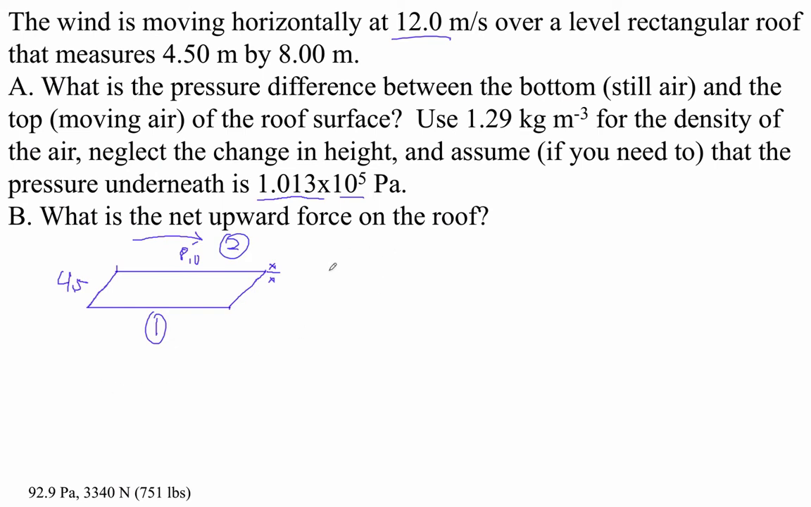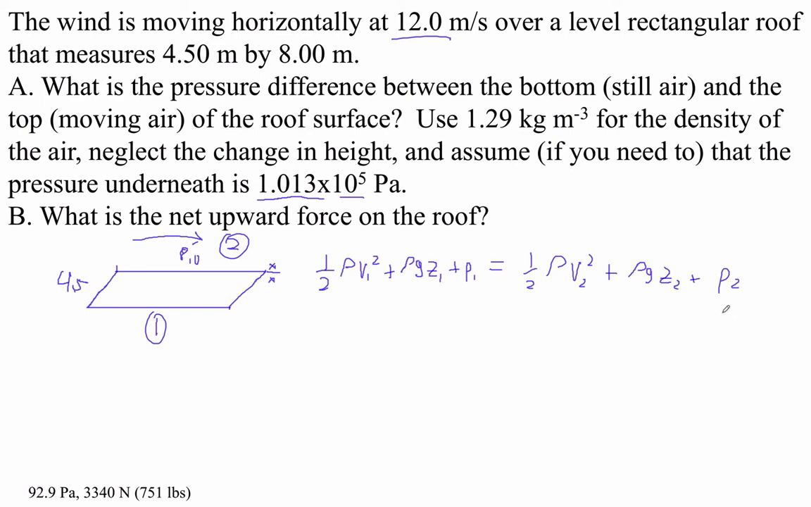So we've got 1/2 rho V1 squared plus rho g Z1 plus pressure 1 is equal to 1/2 rho V2 squared plus rho g Z2 plus pressure 2, right?